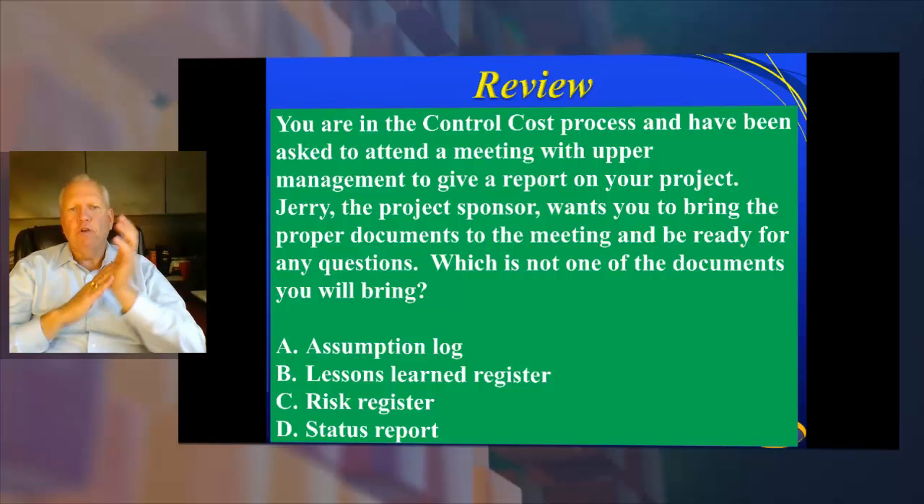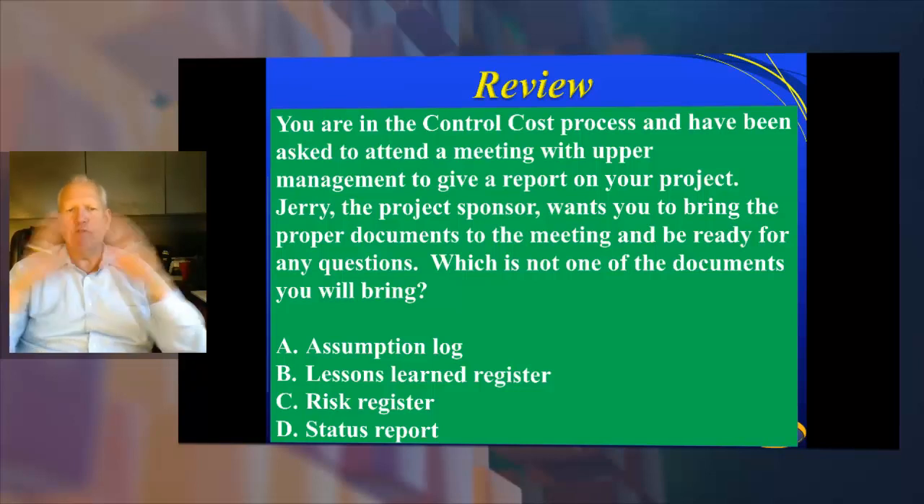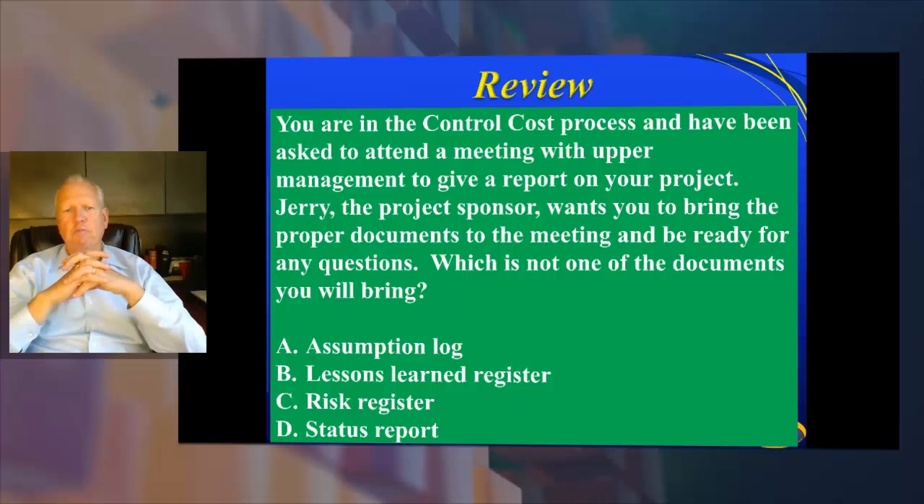And then under review, you are in the control cost process and have been asked to attend a meeting with upper management to give a report on your project. Jerry, the project sponsor, wants you to bring the proper documents to the meeting and be ready for any questions. Which is not one of the documents you will bring? So 3 of these you're going to bring to this meeting, and 1 of these you're not going to bring. So you decide what that answer is.